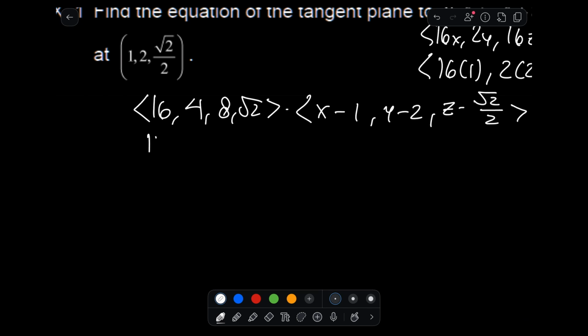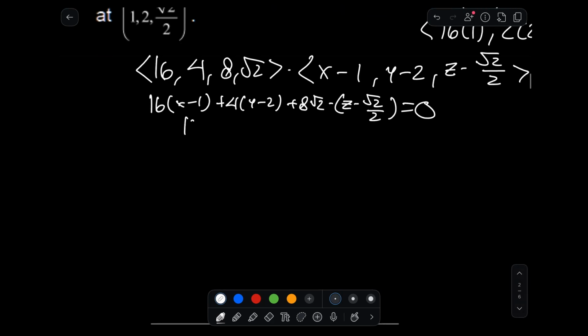And we get 16x minus 1 plus 4y minus 2 plus 8 root 2 minus z minus root 2 over 2 equals 0. 16x minus 16 plus 4y minus 8 plus 8 root 2z. I know my 2's and z's look kind of similar, but I'm differentiating with the line in the middle for the z. And then we have 8 equaled 0.